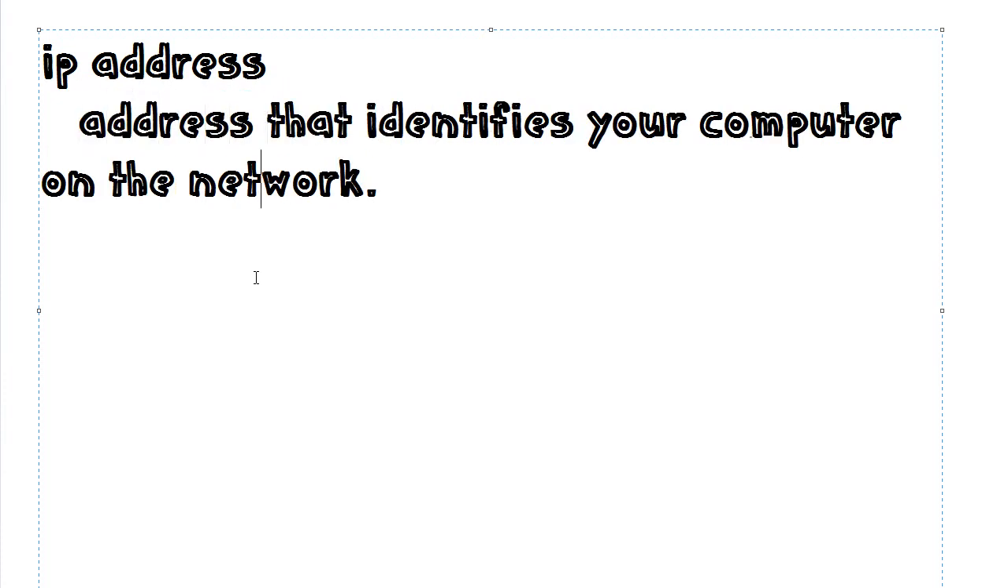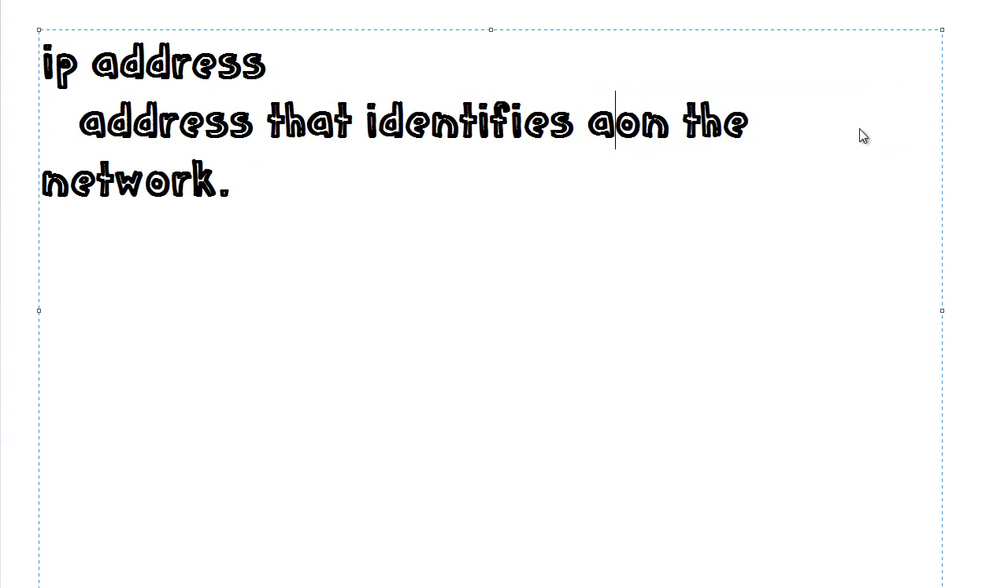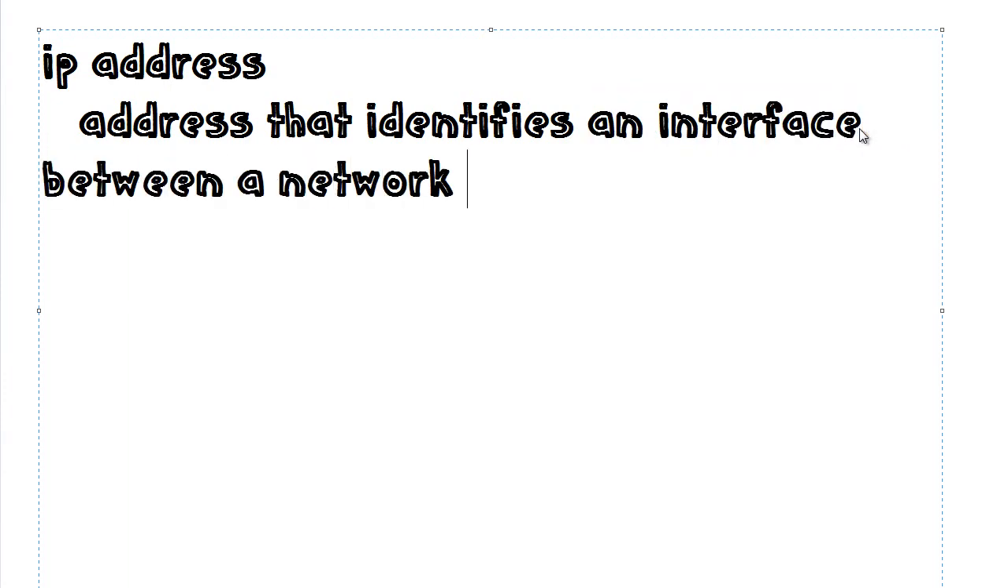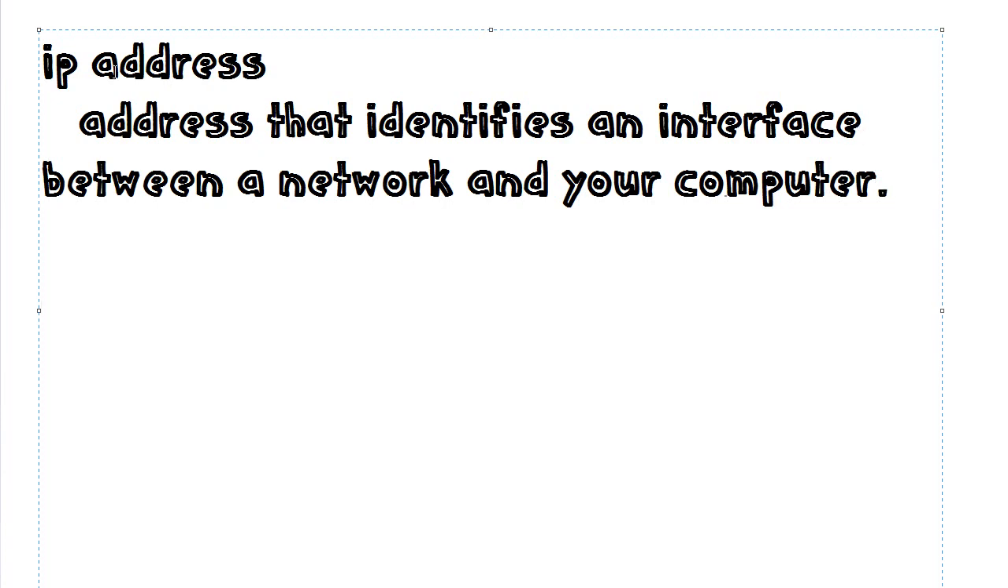Now that we know it's not a unique address, is it an address that identifies your computer? No, it's not, because your computer generally has between 2 and 10 IP addresses. It is an address that identifies an interface between a network and your computer. What's an interface? Let's take a look.